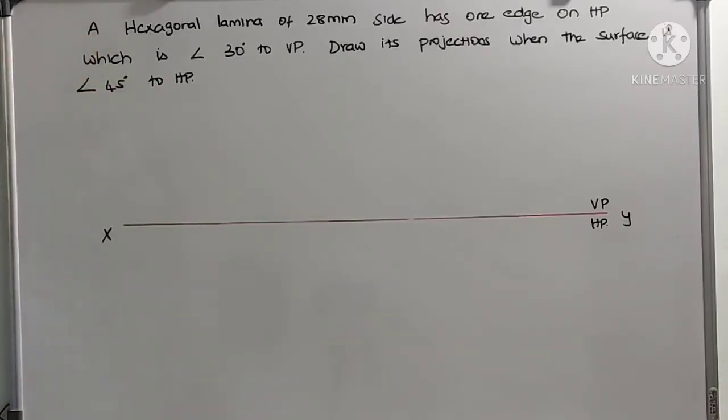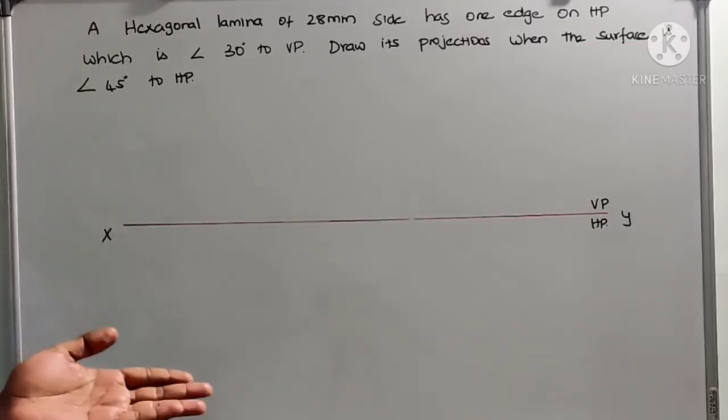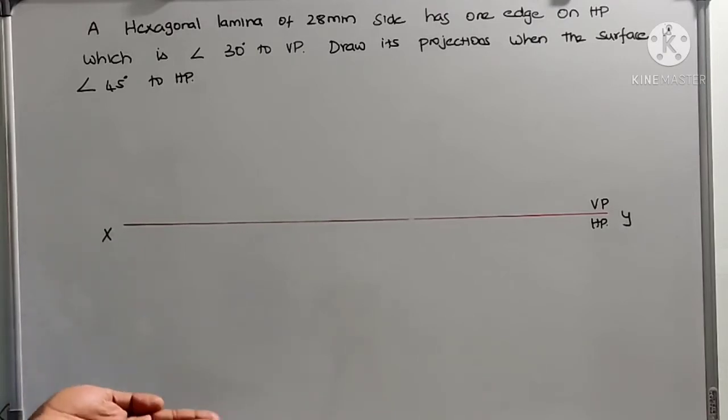The hexagonal plane of 28 mm side has one edge on HP which is inclined at 30 degrees to VP. So it is resting on one edge, and that particular edge is inclined at 30 degrees to VP. Draw its projections when the surface is inclined at 45 degrees to HP.